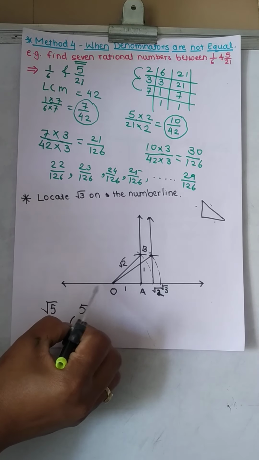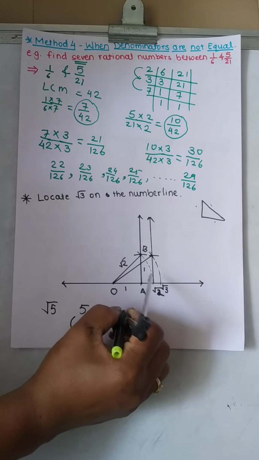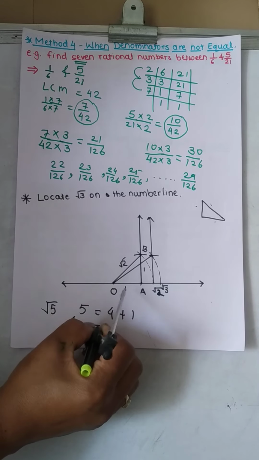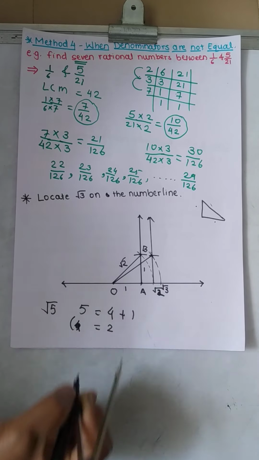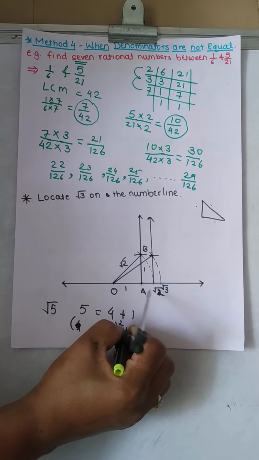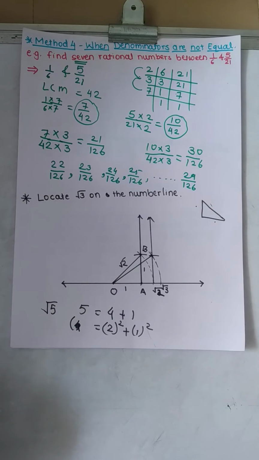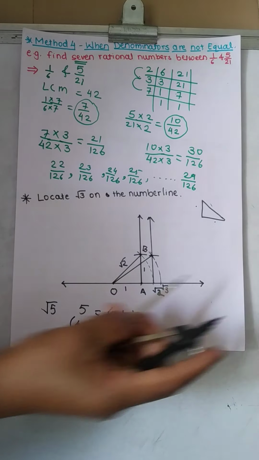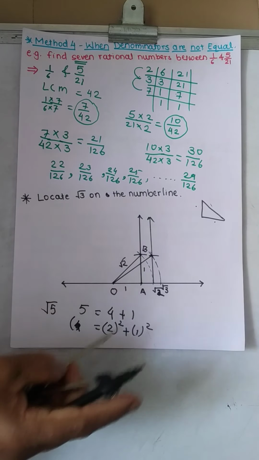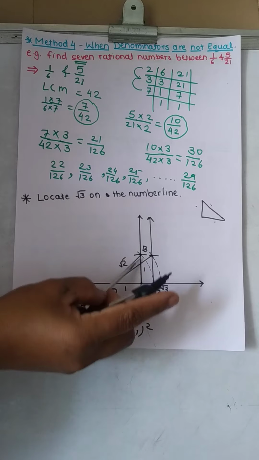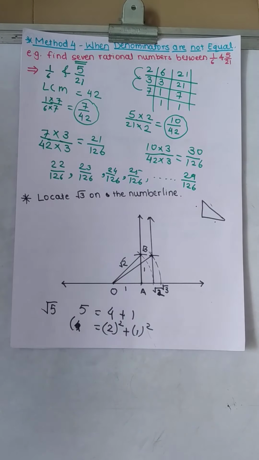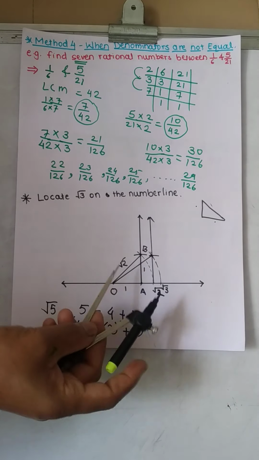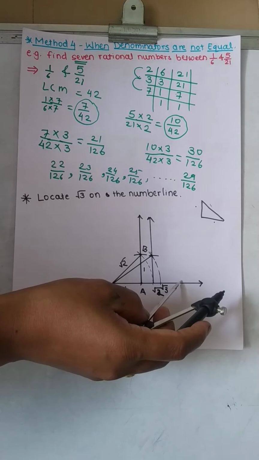So the splitting of 5 is 4 plus 1. Now 4 is whose square? 2's square, right? And 1 is 1's square. So on the horizontal line we are going to take 2 units, and on the vertical line we will take 1 unit, and then whatever arc we get, wherever it touches the line, that becomes root 5 directly, right? And this is one method. By drawing 1 unit you can draw root 5 here also.